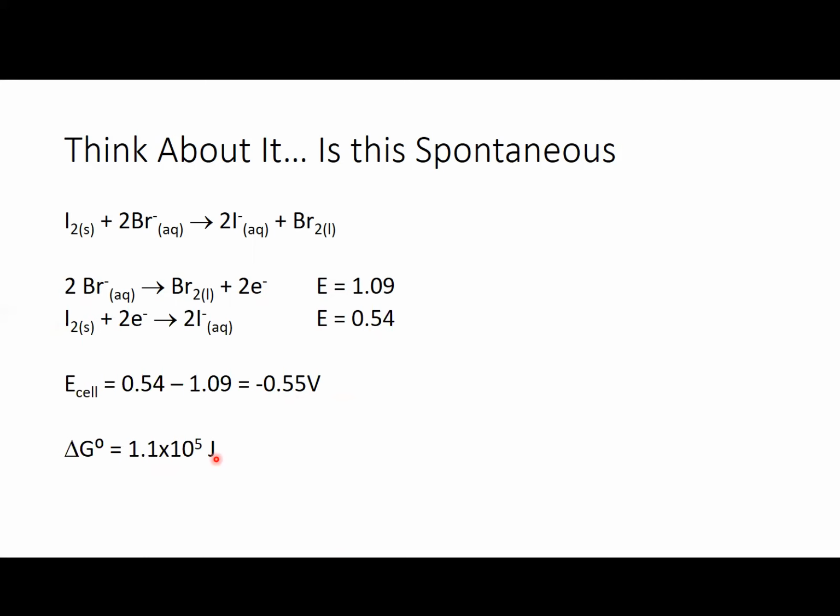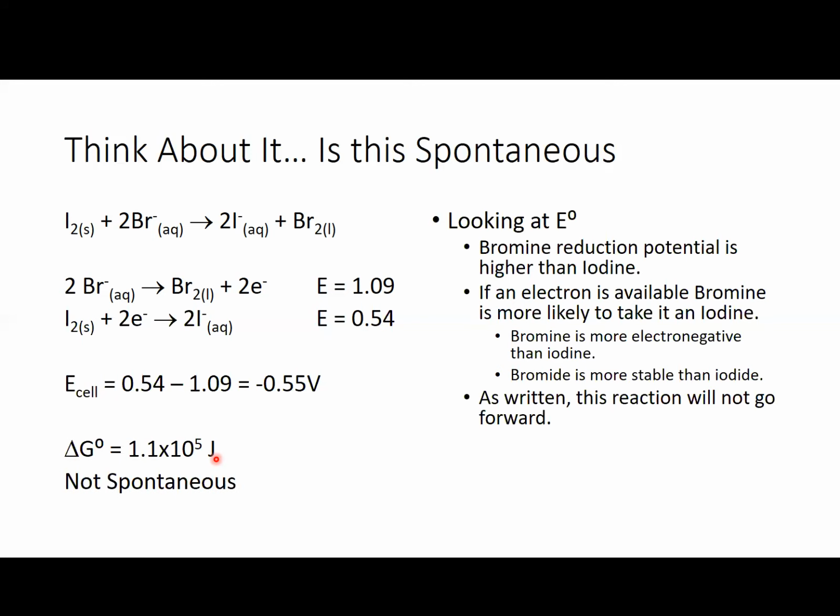Negative. Is it spontaneous? So my delta G is a positive 1.55 times 10 to the 5th joules, using the equation we just used. So is this spontaneous? Well, delta G is positive, so it's not. Not spontaneous at all. But if you take a look at the E naughts, because this one is a larger and more positive one in terms of its reduction potential, it is much more favorable. So if an electron is available, bromine is much more likely to take it than iodine is. So as written, this is backwards. This reaction will not go forward.